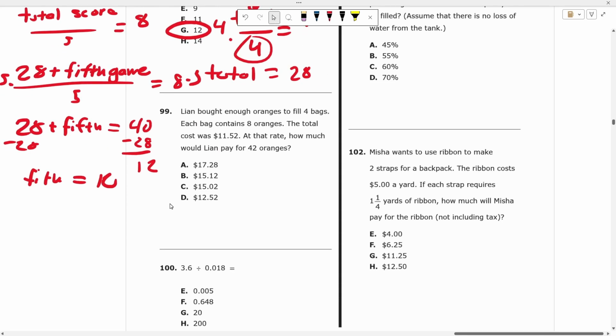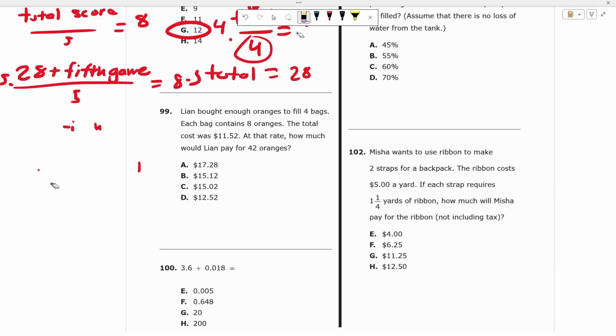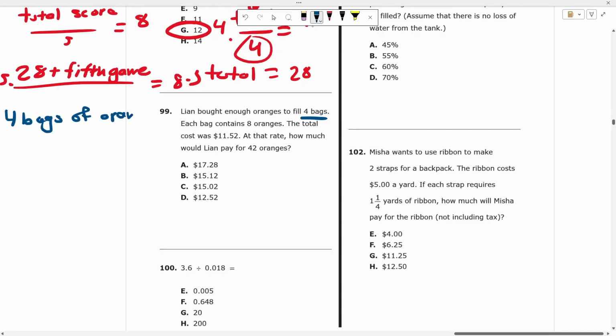Number 99 says that Liam bought enough oranges to fill 4 bags, okay? And each bag contained 8 oranges. The total cost was $11.52. At that rate, how much would Liam pay for 42 oranges? So how much did he pay right now? Well, we know that he bought enough oranges to fill 4 bags, okay? So he bought 4 bags of oranges. We know that in those 4 bags, each bag contains 8 oranges. So he bought 32 oranges in total.